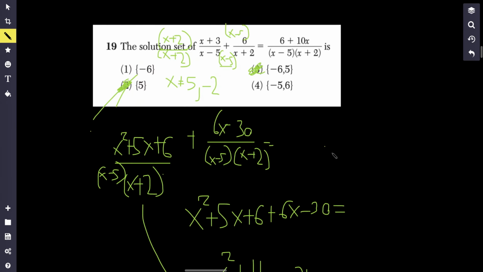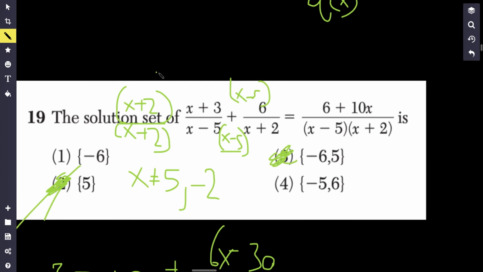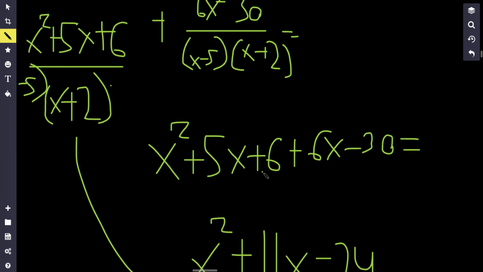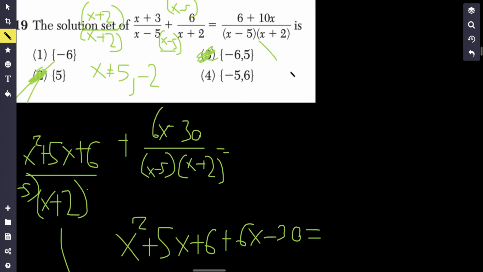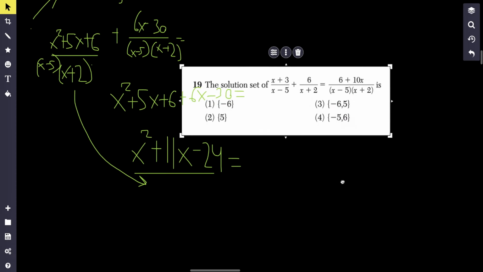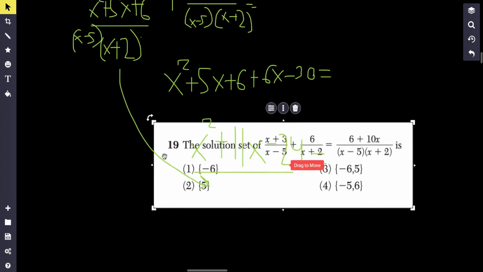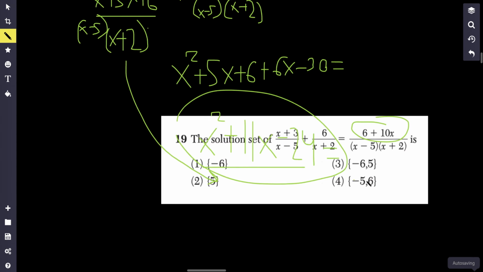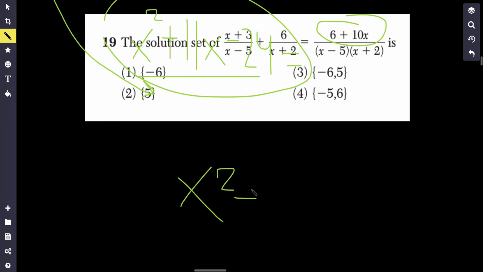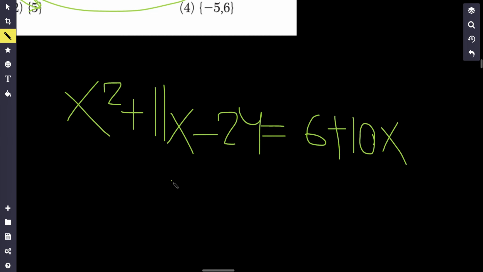Now, let's see what we can do. If I have a common denominator, let me just bring this thing down. So take a look at this. If I have a common denominator, that means my numerators have to be equal to each other as well. So I'm going to have x squared plus 11x minus 24 is equal to 6 plus 10x, right? And now I can solve this.